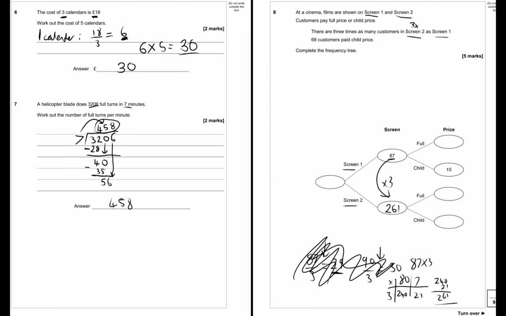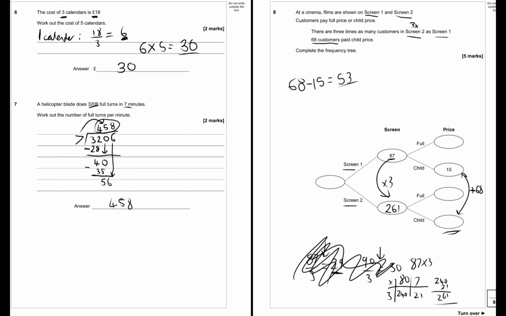Okay, we also know 68 customers paid child price. So we've got children and children. So when we add these two together, we're going to get 68. So we know the total amount of children is 68. So how can we work out this missing number here? We're going to have to do 68 minus the children in screen 1. So we're going to do 68 minus 15, which is going to give you what?